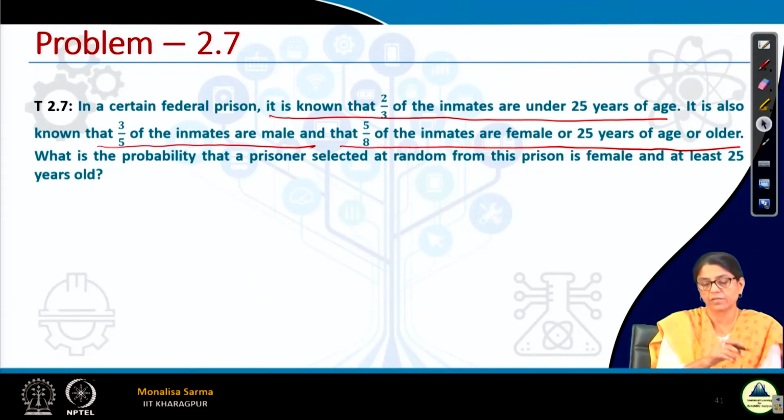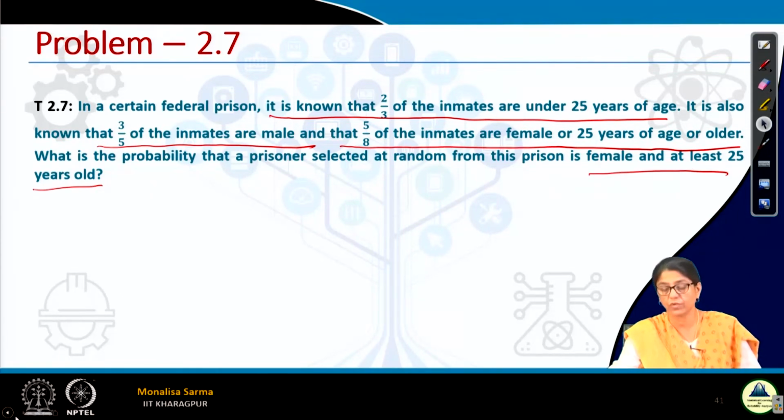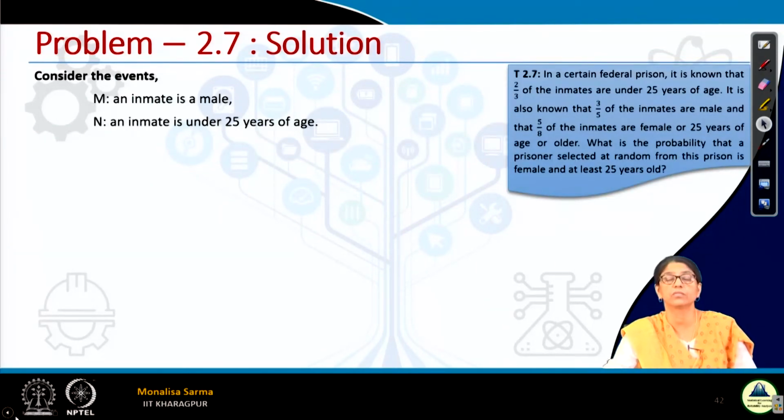Here 5/8 are female or 25 years or older. Now, what we need to find out is the probability that a prisoner selected at random from this prison is female and at least 25 years old. Now, write down the events. When you write down the events, you will see it is very easy.